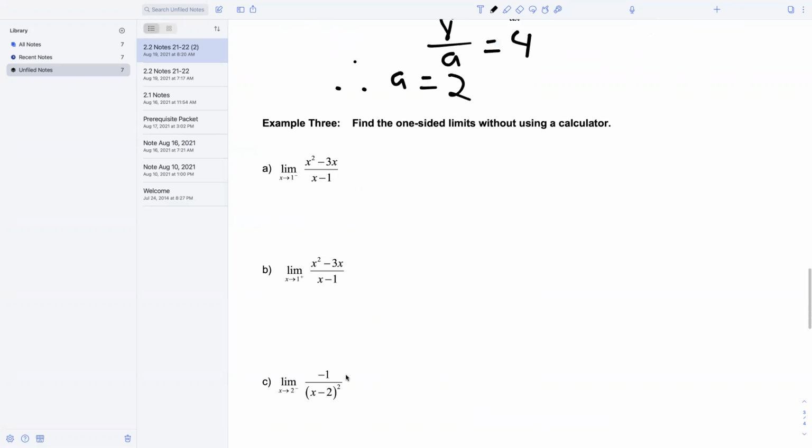Example number 3. Find the one-sided limits. What? Without a calculator? Newhouse. Really? Come on. I know it's early, but a philosophical question: was there any math done before the invention of the TI-84? When I went to school, I don't even know that I even had math because there was no TI-84 back in my day. Old man yelling at you, get off my lawn here, okay?